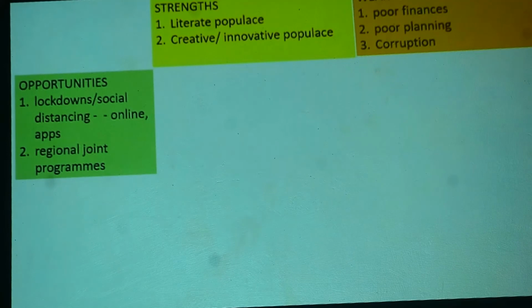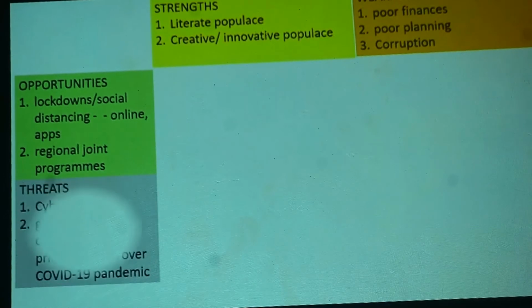Opportunities, yes. When there are lockdowns and social distancing, they are making the creative, innovative populace think of solutions. It's an opportunity. Online applications, creative solutions, those are opportunities. We can also have opportunity for regional joint programs. Yes, Kenya, Uganda, look at the drivers, the long queues on the Kenya-Uganda border. That's an opportunity that can make us come up with programs that can probably go towards addressing this pandemic.